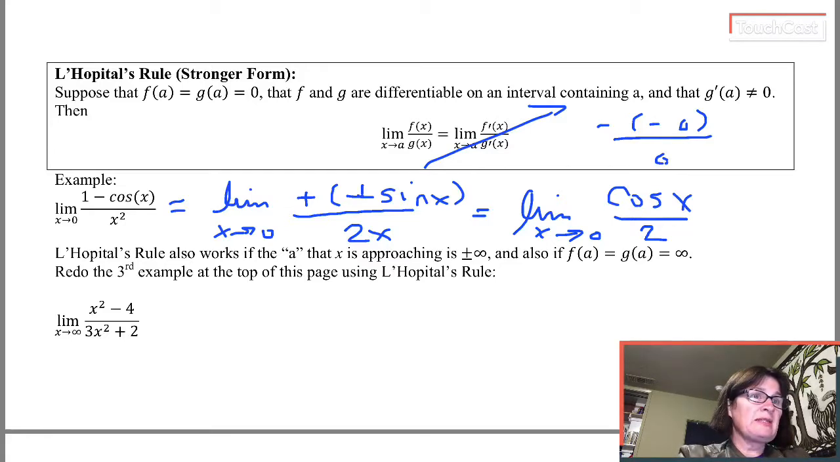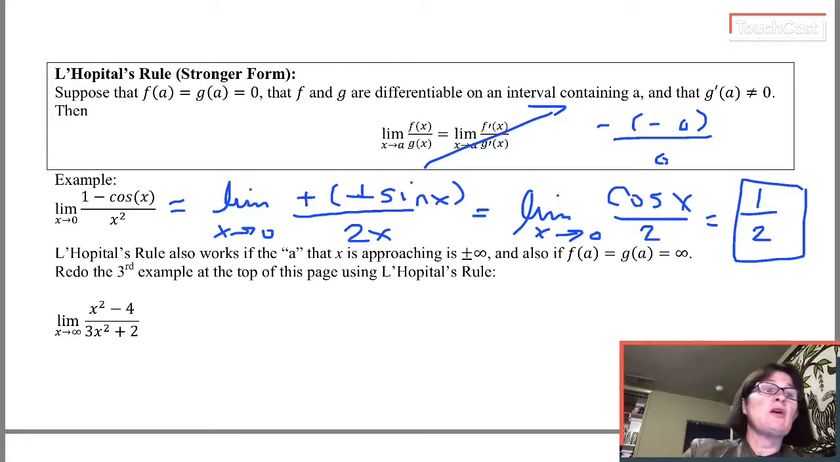If I replace x with 0, I'm going to get cosine of 0, which is 1. And that denominator is 2. There's no place to substitute the x. Here's your final answer. So notice I got to use L'Hopital's rule twice in a row to find my answer. So that's what we call the stronger form of L'Hopital's rule.